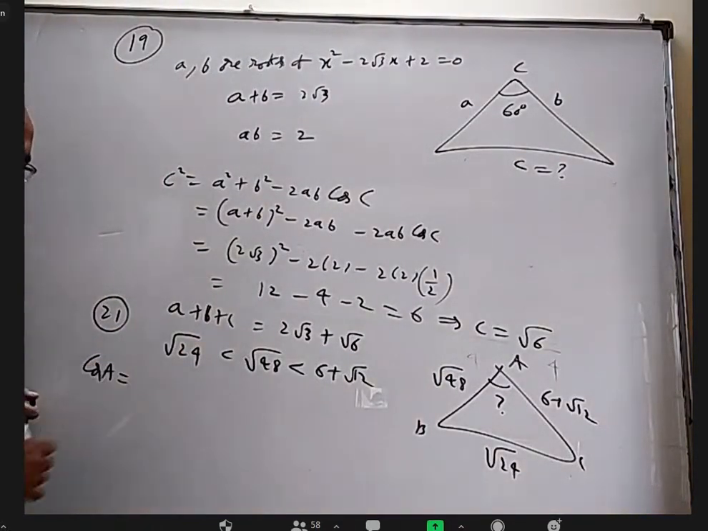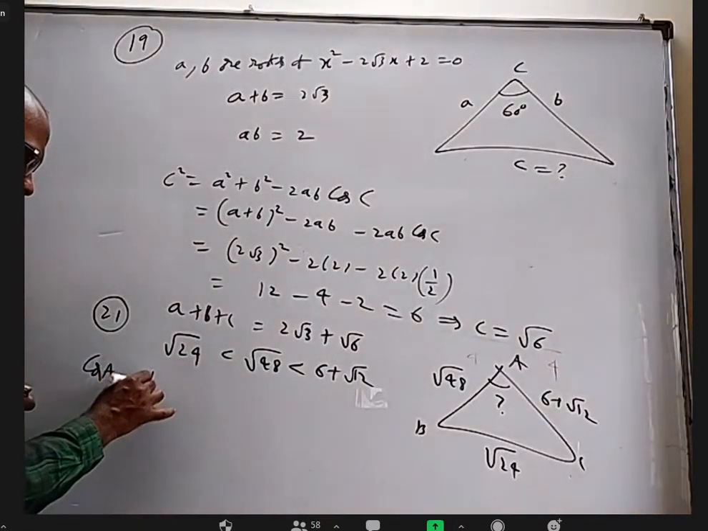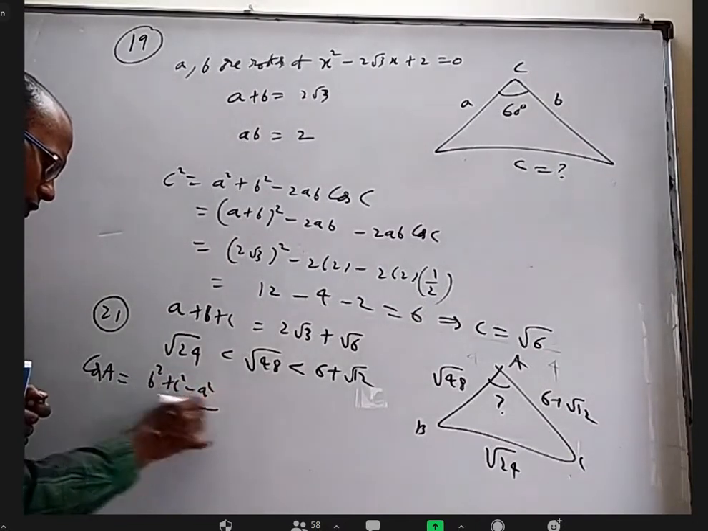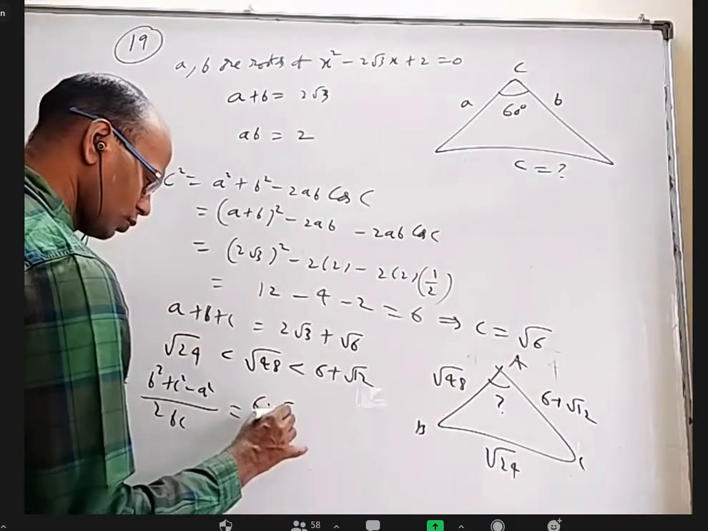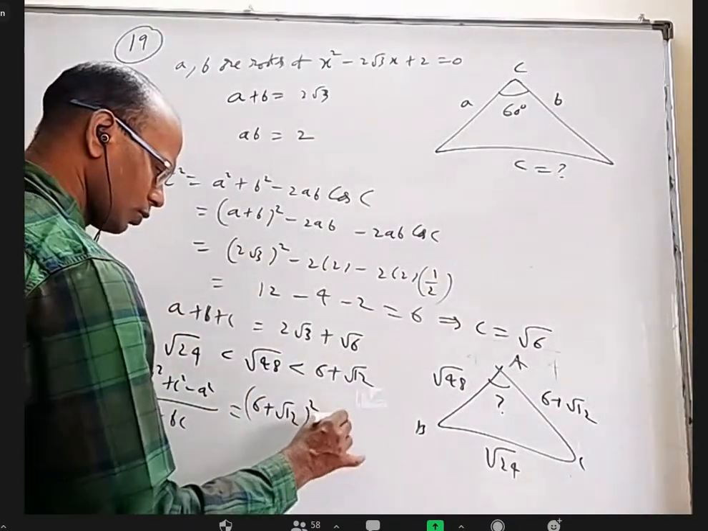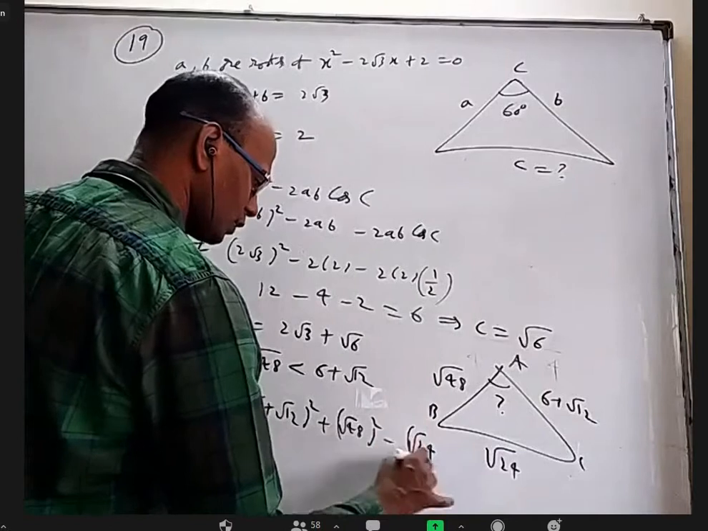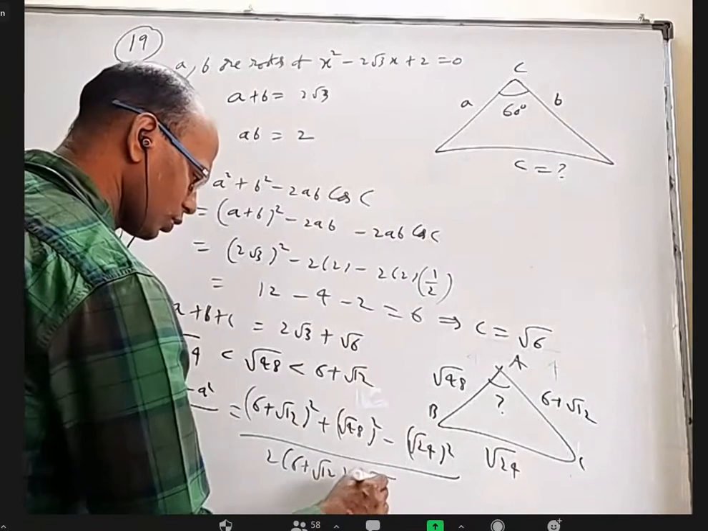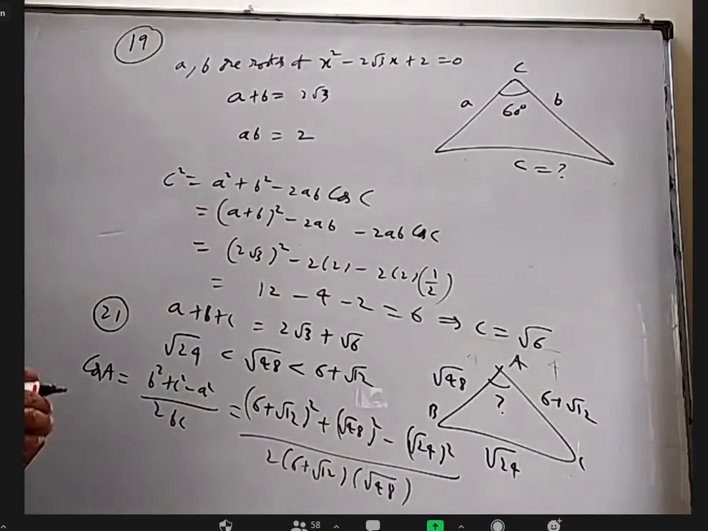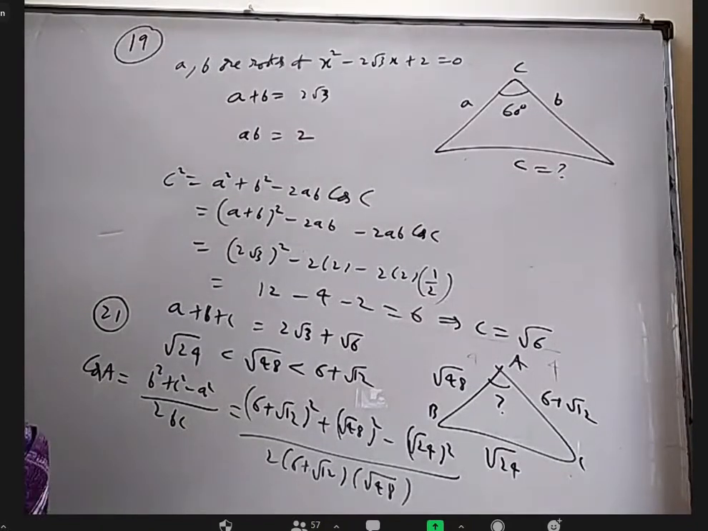So cos A is equal to B square plus C square minus A square by 2BC. That is 6 plus root 12 whole square plus root 48 whole square minus root 24 whole square by 2 into 6 plus root 12 into root 48. Five by 6. Achha. Okay.